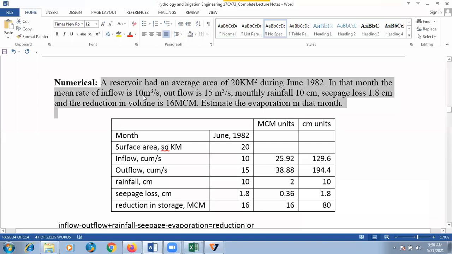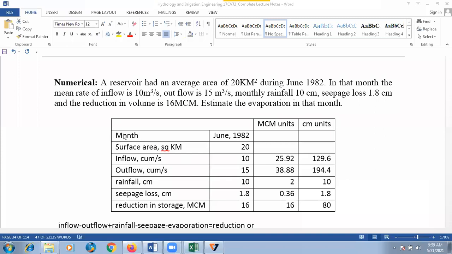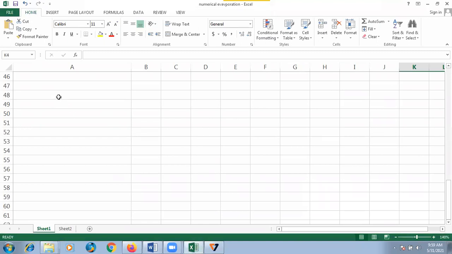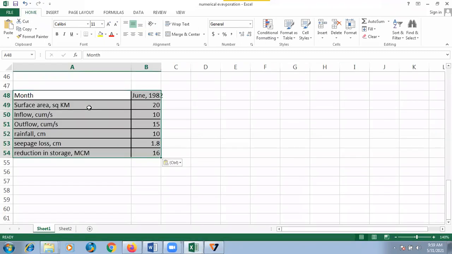So look at this example. A reservoir, an average area is given. The inflow value, the outflow value, monthly rainfall, seepage loss, reduction in volume, everything is mentioned. So now we have to solve this to obtain the value of evaporation during that particular month. So what I would do is take these values suggested as they are.